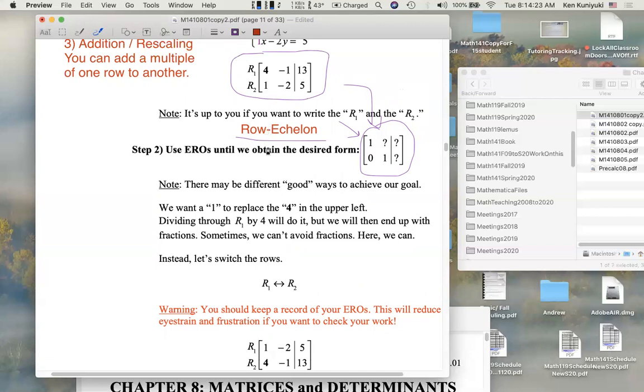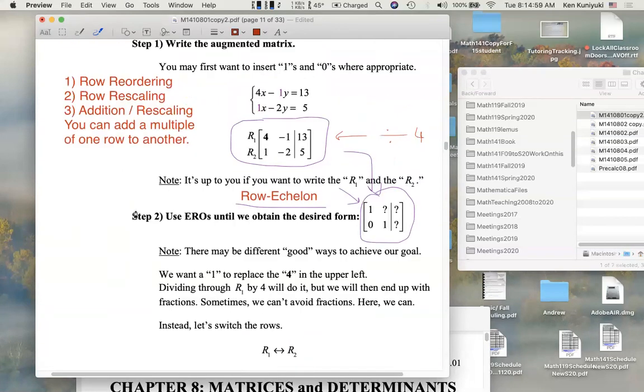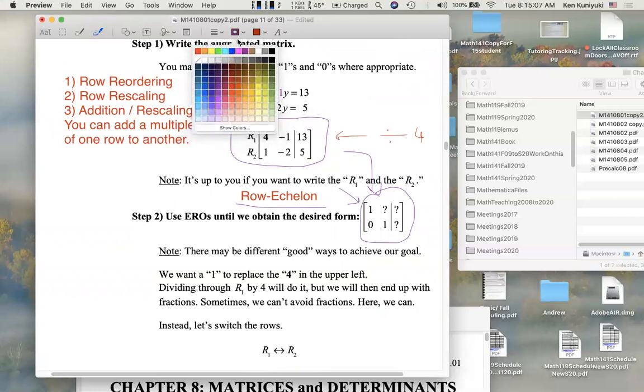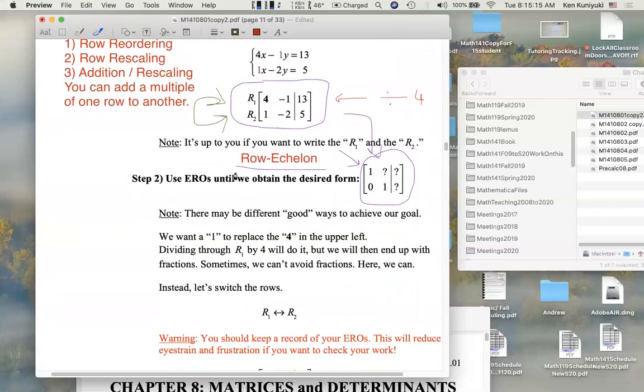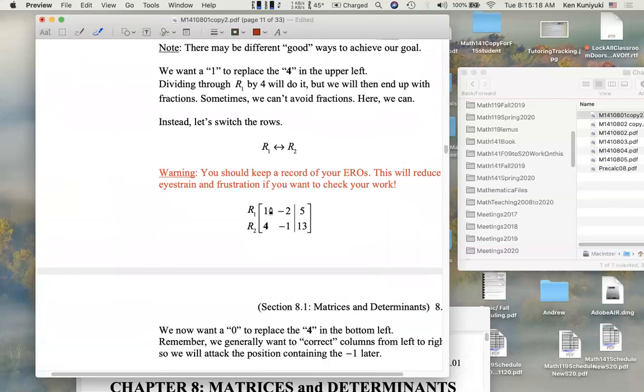Now, what's the fastest way of doing that? Think of it. There are a couple ways you can accomplish that. Well, one way is that you could divide the top row by 4 or multiply by 1/4. That would be totally legitimate, but then you'd get fractions here, which aren't wrong, of course, but maybe you like to avoid them. Can you see an easier way of getting a 1 up there using an ERO? How about switching the two rows? Switching the two rows. All right. And that's a pretty quick way of getting a 1 in the upper left corner, which is what we like.